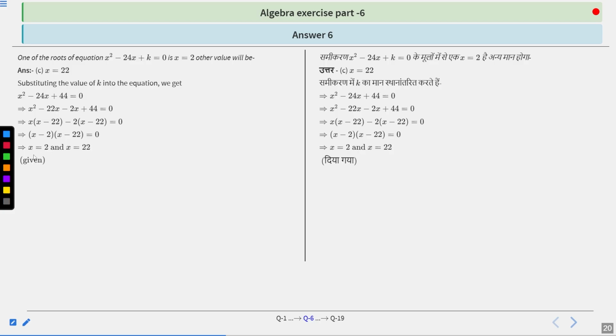x equal to 2 was already given in the question. We have to find the other one. So the other root is going to be equal to 22. Option number C is the correct answer.